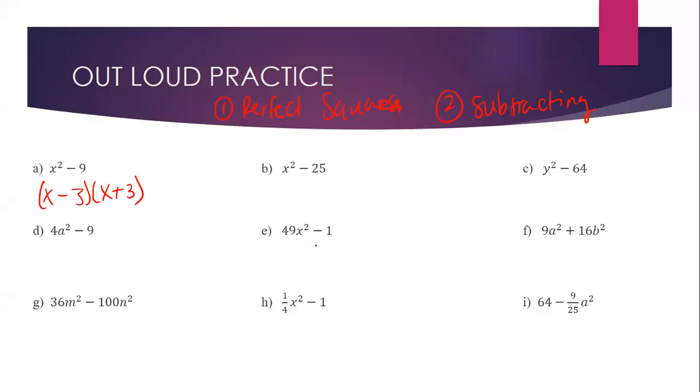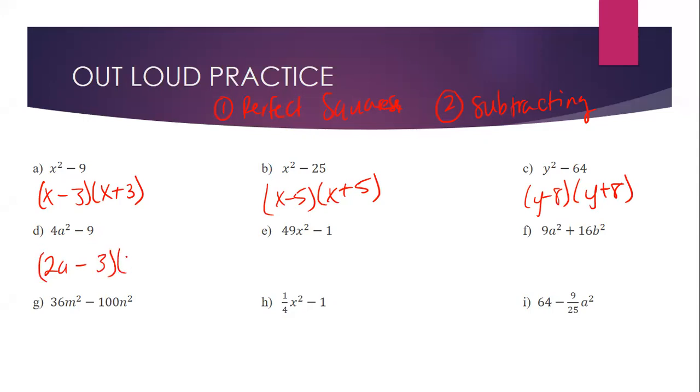All right, so let's see how you all did. Again, checking the rule. Perfect square, check. Subtracting, check. So we have x minus 5 times x plus 5. Perfect squares, check. Subtracting, check. So we have y minus 8 times y plus 8. 4a squared minus 9: perfect square, check. Subtracting, check. So we have 2a minus 3 times 2a plus 3.